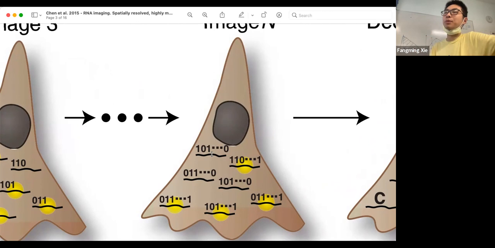Originally, in single molecule FISH, each time you measure one gene, so in N rounds you measure at most N genes. That's it. But the strategy here is using the power of combinatorial numbers. If you use one bit, you can separate two things. If you have two bits, you have four different combinations. If you have three bits, you have eight different numbers at your disposal. If you are familiar with mathematics, in theory, with N bits, you can separate 2^N different things.